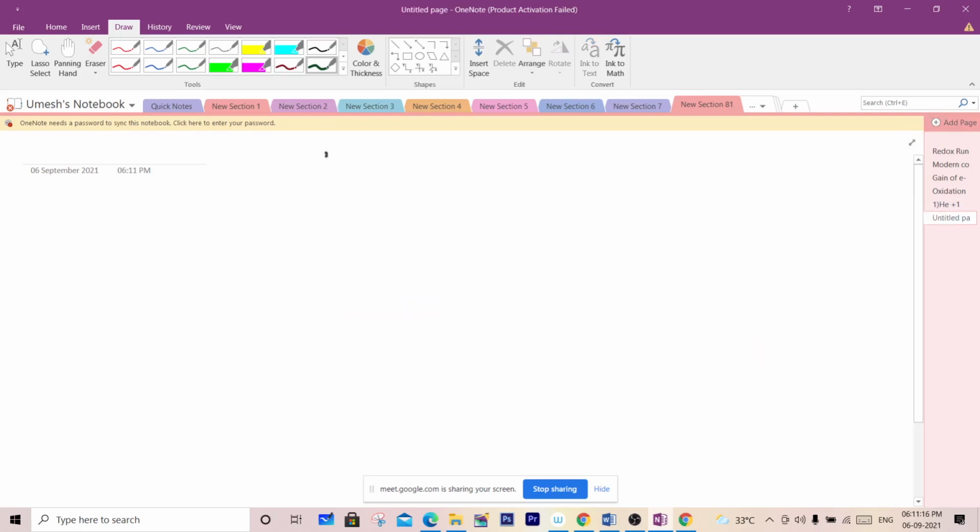Oxidation number of oxygen is generally -2, except in case of the elemental form like O2, which is taken as 0. That is the number one exception. Number two, in case of the peroxides.